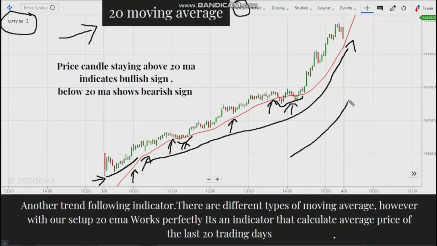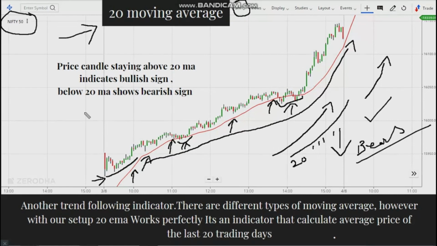Please understand this concept: if this is 20 moving average and the price action candle is above 20 moving average, it means market is having a bullish view. And whenever the price action candles are under the 20 moving average, it signifies that market is having a bearish move and it is going downwards.